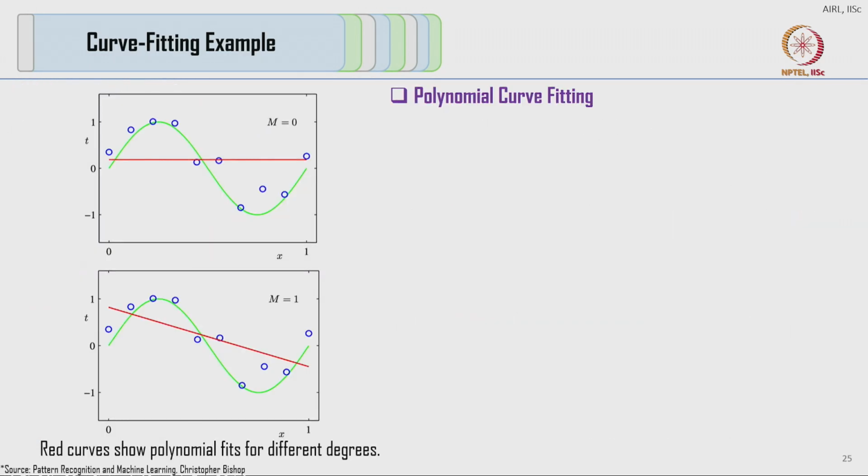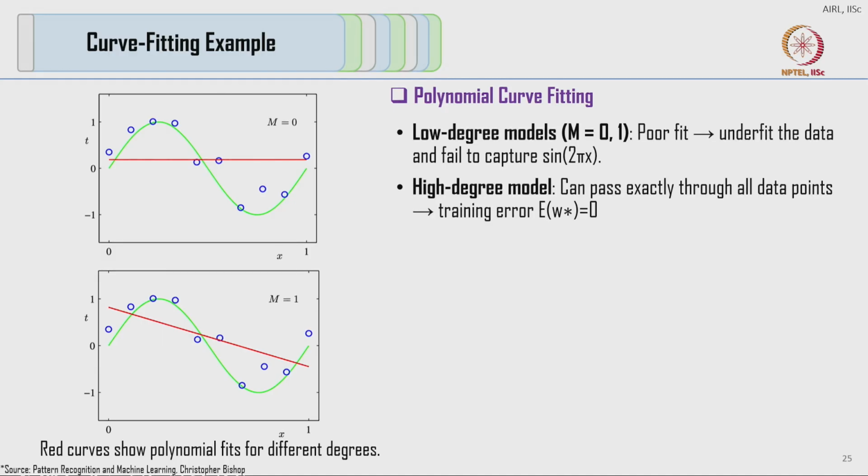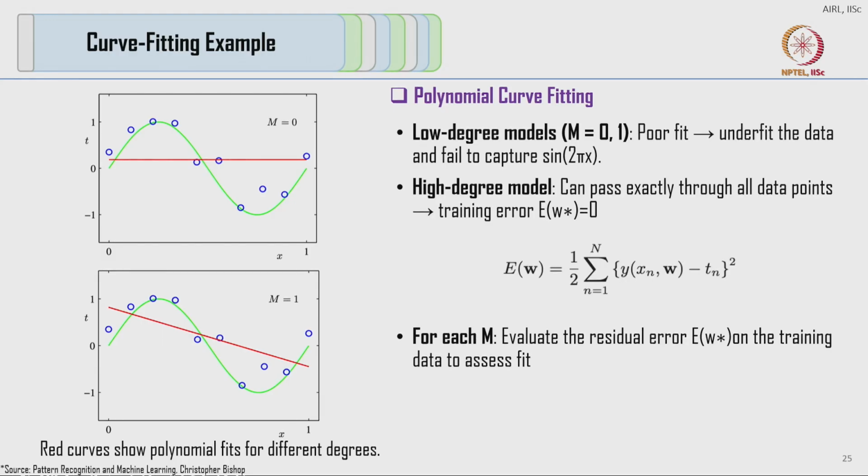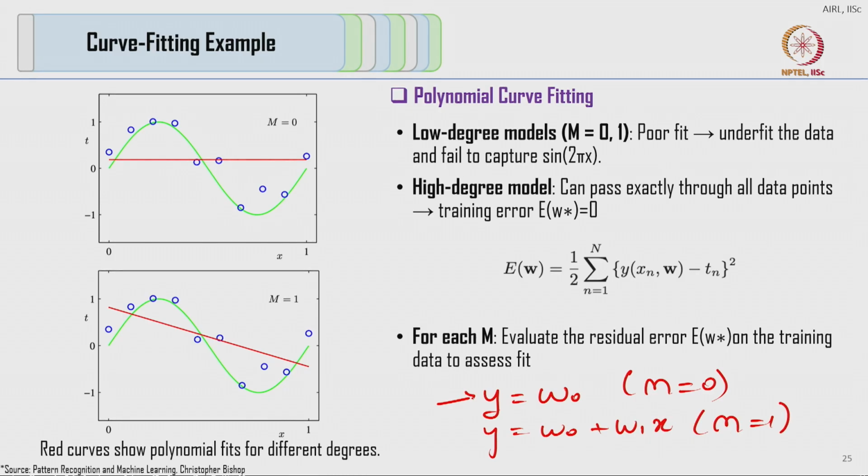Okay, now before we look at more complicated polynomials, let's take a very simple example and look at low degree polynomials. So let's start with m equals 0. From the previous definition, y for m equals 0 would be only w0. For m equals 1 it would be this. We can see that the first equation, for m equals 0, is essentially just a constant.